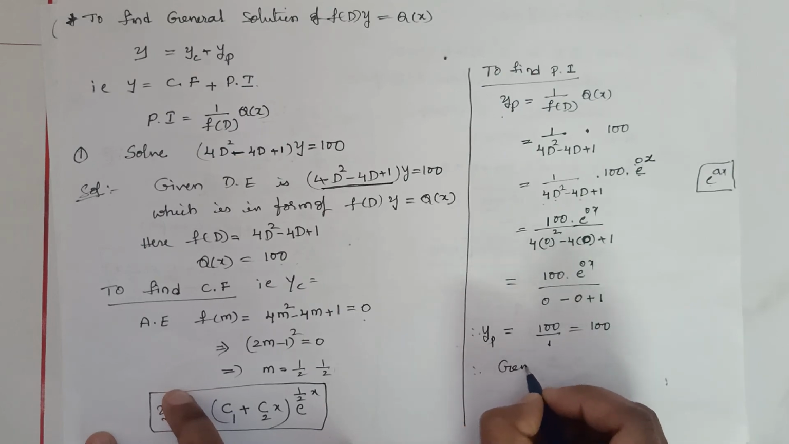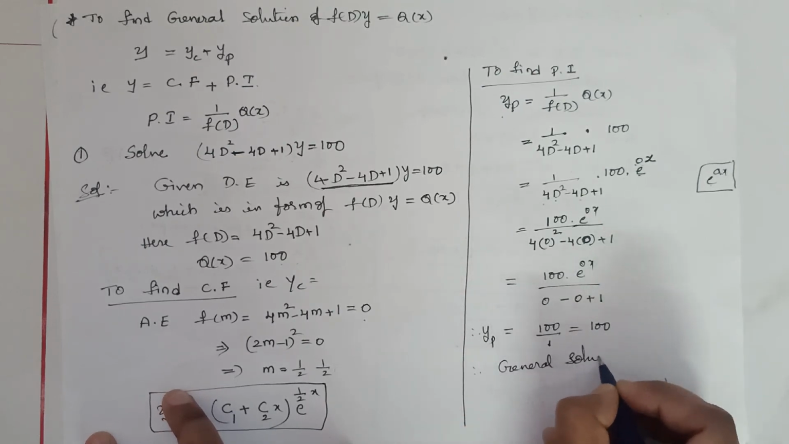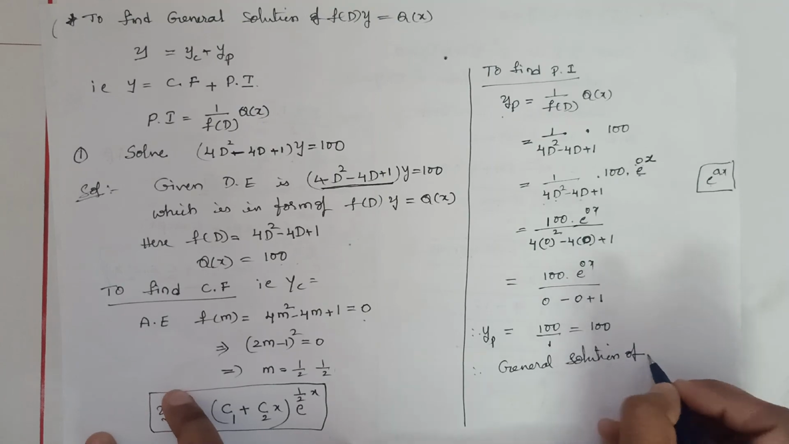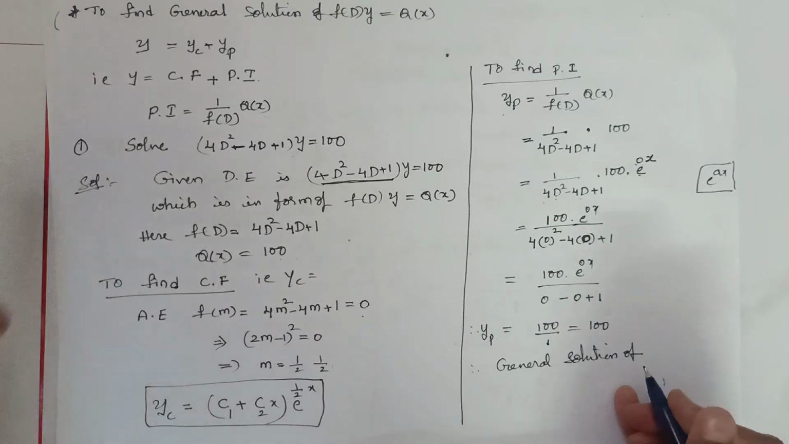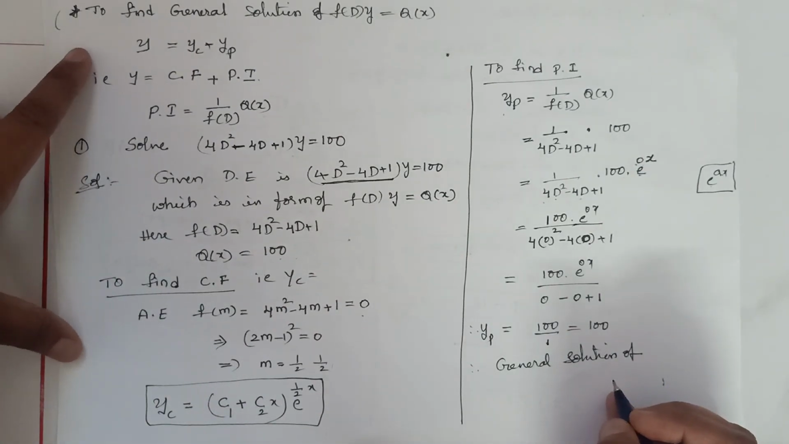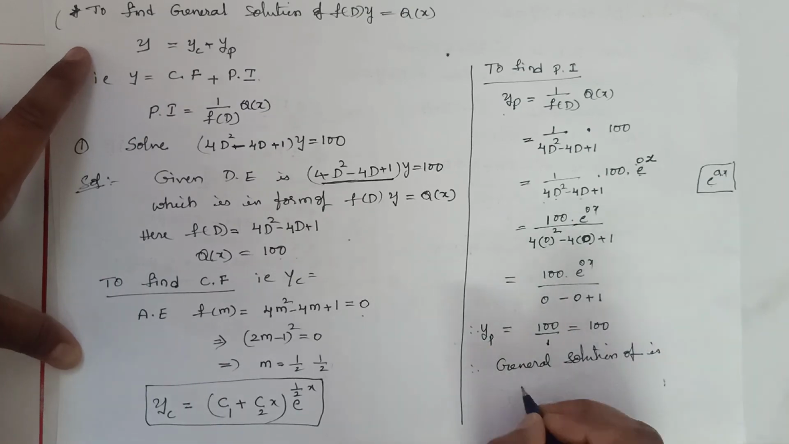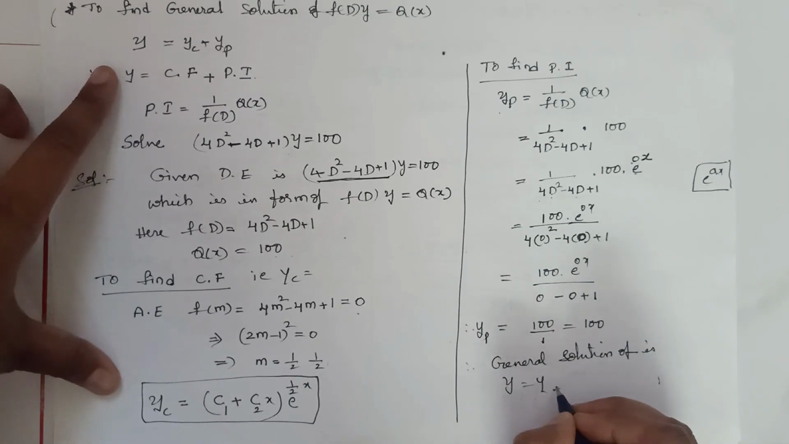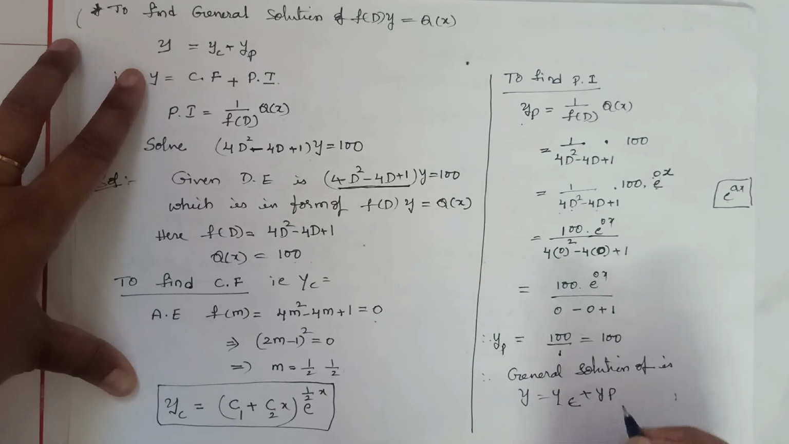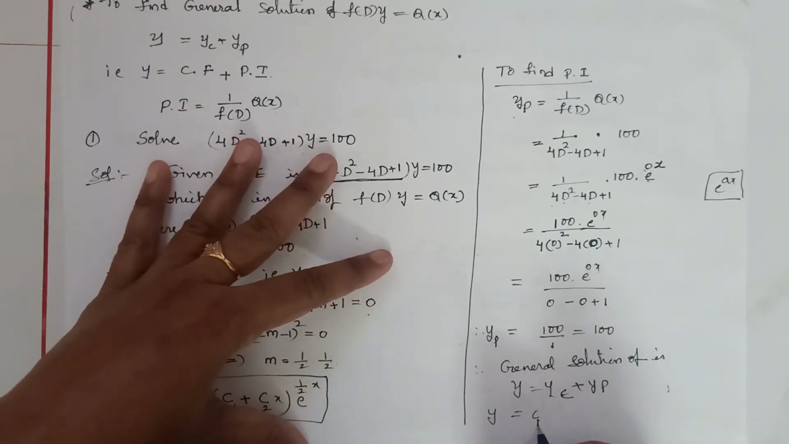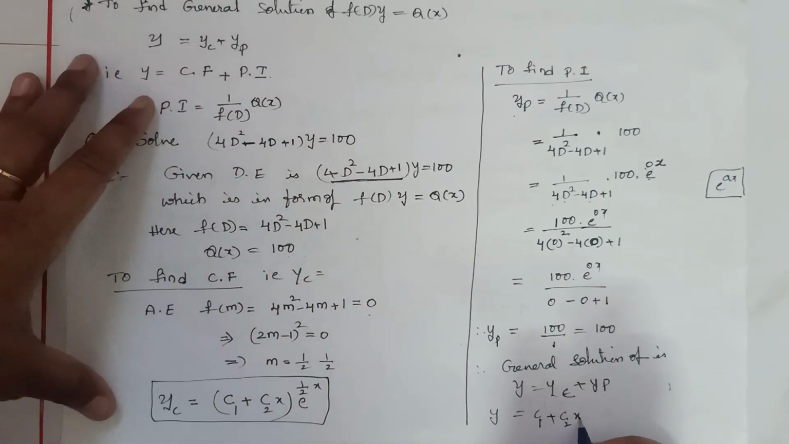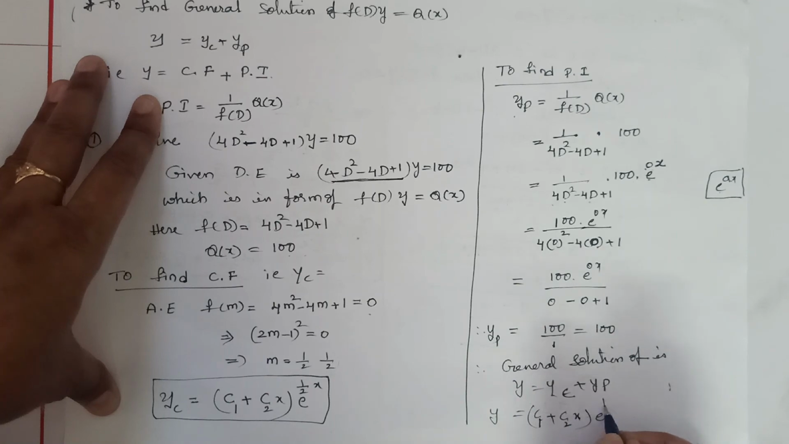Therefore, the general solution of f(D)y = 100, that is (4D² − 4D + 1)y = 100, is yc + yp. This is equal to yc, that is (c1 + c2x)e^(x/2), plus 100.